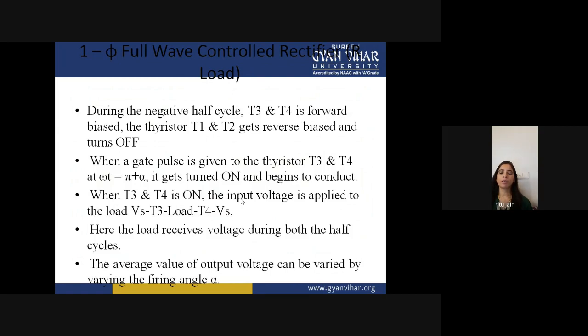So during the negative half cycle, T3 and T4 will remain forward biased, and T1 and T2 get reverse biased and turn off. Then when a gate pulse is given to the thyristors T3 and T4 at omega t equal to pi plus alpha, they get turned on and begin to conduct. When T3 and T4 are on, the input voltage is applied to the load, through Vs, T3, load, T4 and Vs. So here the load receives voltage during both the half cycles. So the average value of output voltage can be varied by varying the firing angle alpha.